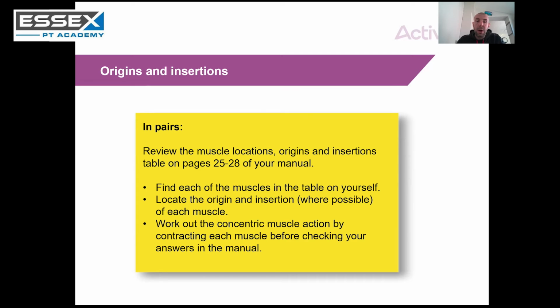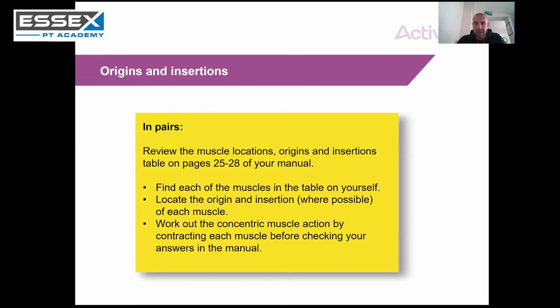So what they're going to do is look at origins and insertions. And there you go, it's labeled it for you. It's page 25 to 28 of your manual. And find each of those in the table on yourself. Locate the origin and insertion where possible and work out the concentric muscle action by contracting each muscle before checking your answers. So again, this is using yourself as the body.